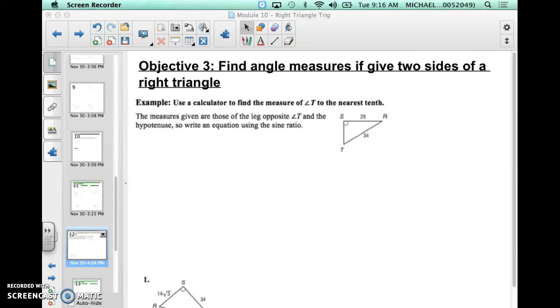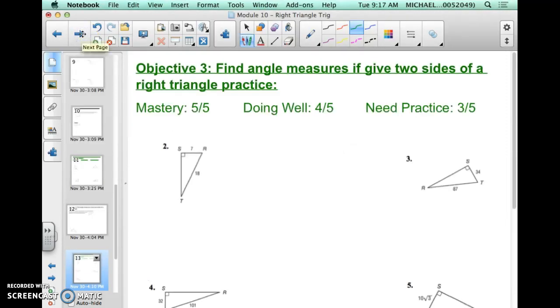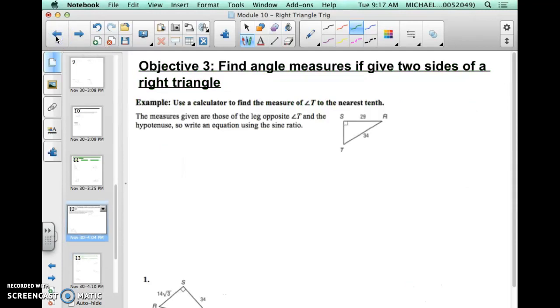Find angle measures if given two sides of a right triangle. All right, so in this process, we're still looking for the correct trig function, and for all of these practice problems, the example I do, the one you're going to try within this video, and then the practice problems you're going to try as well, let's do this in reference to angle T. So always in reference to angle T, let's try.